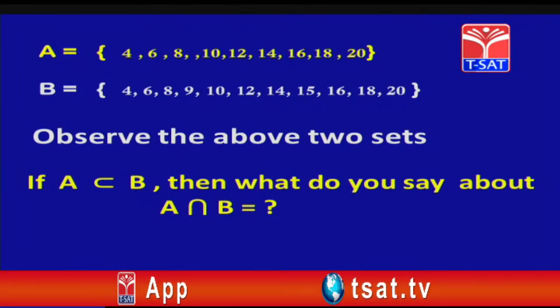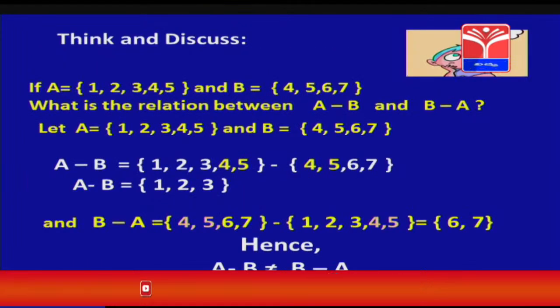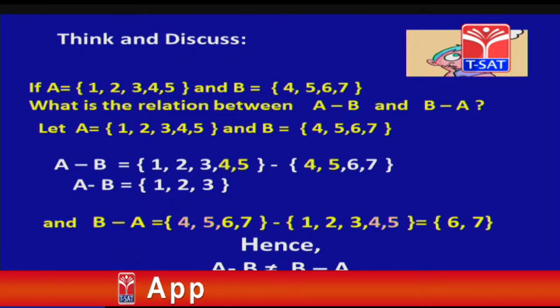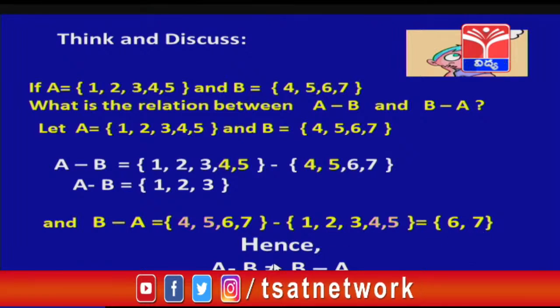Then think and discuss. If A is the set {1, 2, 3, 4, 5} and B is the set {4, 5, 6, 7}, what is the relation between A minus B and B minus A? Let us see: A minus B is equal to {1, 2, 3} and B minus A is equal to {6, 7}. So, A minus B is not equal to B minus A.